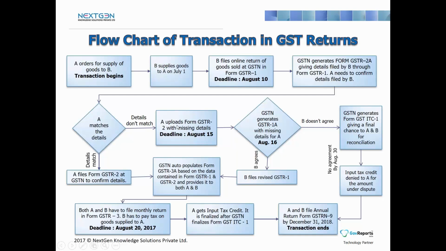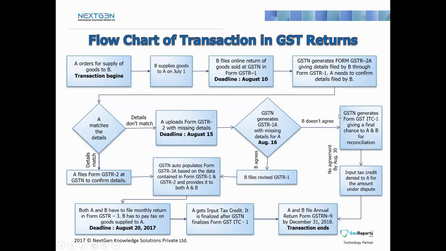In case the details don't match, then A uploads form GSTR2 with missing details. Here the deadline is August 15. Then GSTN will generate GSTR1A with missing details for A. Here again, in case B agrees, he will file a revised GSTR1, and then GSTN will auto-populate the data in the monthly return in the form of GSTR3A, which will be sent to both the taxpayers, and if they accept, then the return is filed after the payment of taxes.